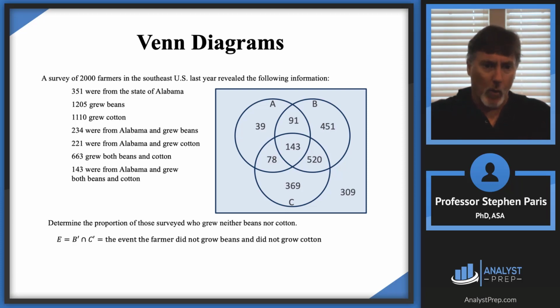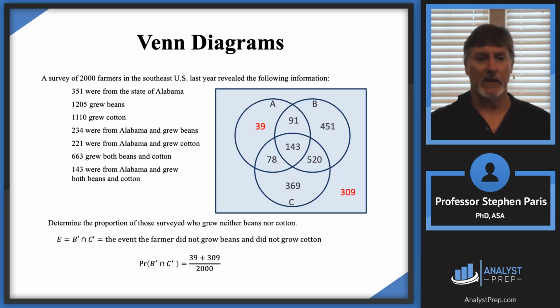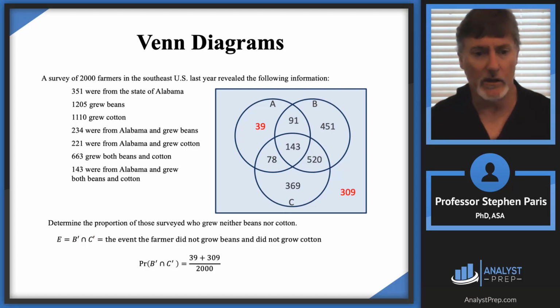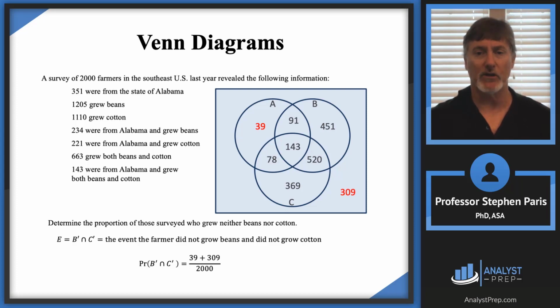So what numbers are we talking about? Let's start with those that did not grow beans. I'll highlight that in red. That's the 39 plus the 78 plus the 369 plus the 309. That's the ones who did not grow beans. But I also want to look at those that did not grow cotton. Well, the 78 and the 369 grew cotton, so I need to take them out. And I'm left with the probability that a randomly selected farmer did not grow beans and did not grow cotton would be the 39 plus 309. That's the number of farmers that grew neither beans nor cotton, and divide that by 2,000 and I get 17.4%.